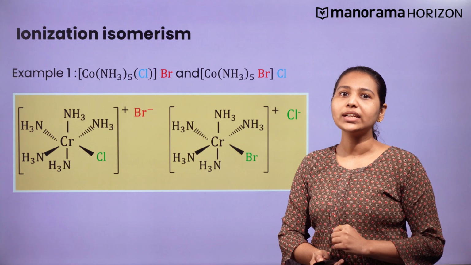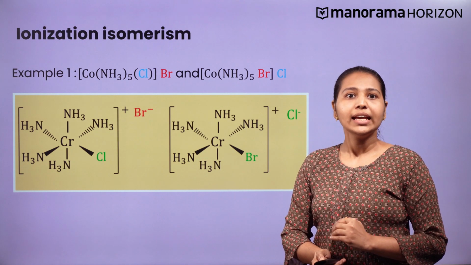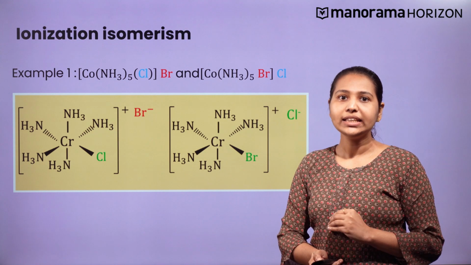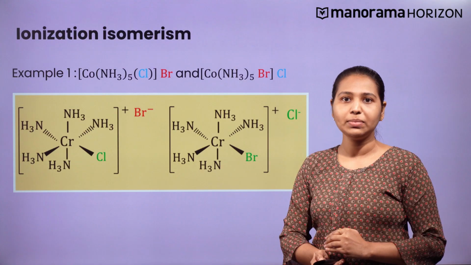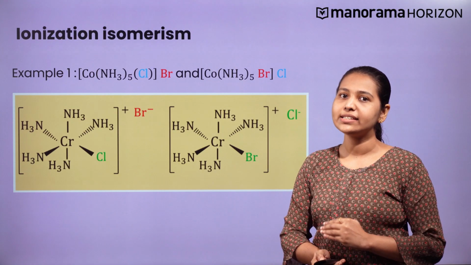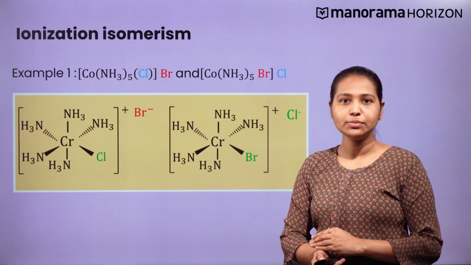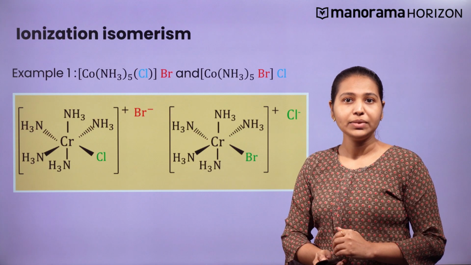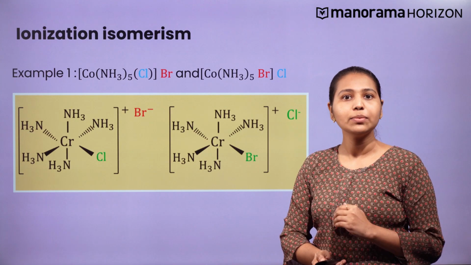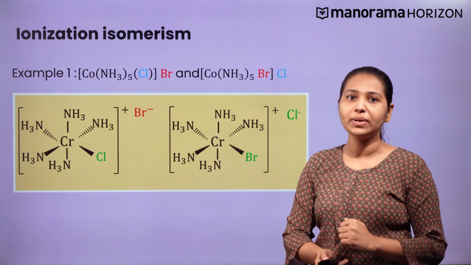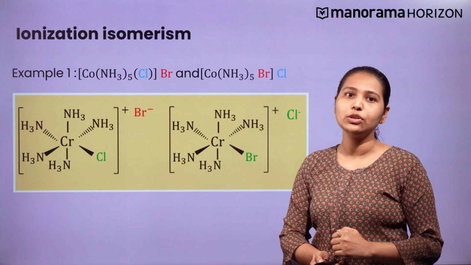Next, let us see what ionization isomers are. If a ligand and a counter ion in a coordination compound exchange their places, then it results in ionization isomerism. These isomers exist as different ionic species in solution. For example, the former complex gives bromide ions and the latter complex gives chloride ions in solution.